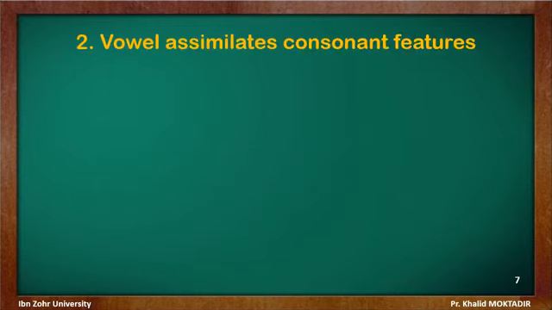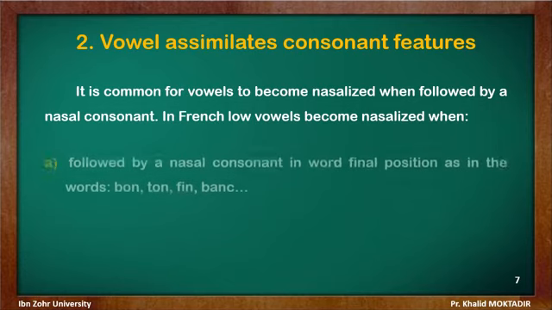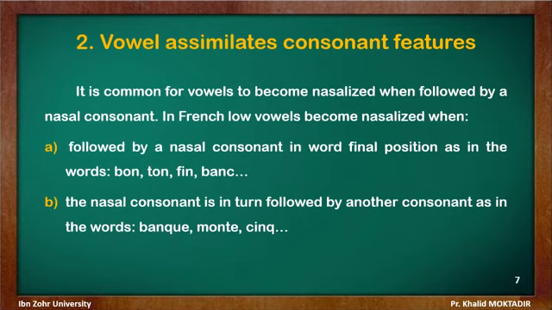Now we turn to how a vowel assimilates consonant features. It is common for vowels to become nasalized when followed by a nasal consonant. What we mean by nasalized is they're pronounced through the nasal cavity. In French, vowels become nasalized when followed by a nasal consonant in word final position, as in the words bon, ton, fin, or in a position where the nasal consonant is in turn followed by another consonant, as in the following words: banque, monte, cinq.